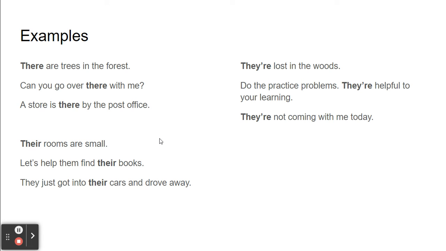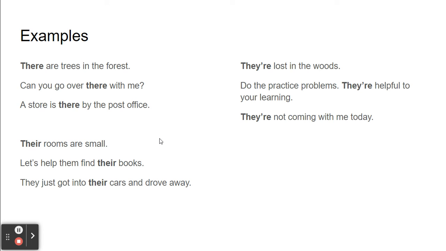But we can also say, a store is there by the post office. It's in that place by the post office. And we have, their rooms are small. That means that those people's rooms, the rooms that belong to them, are small.